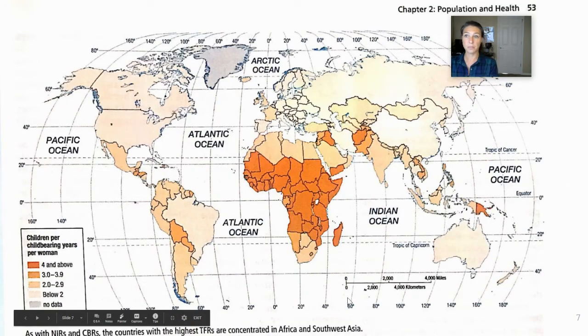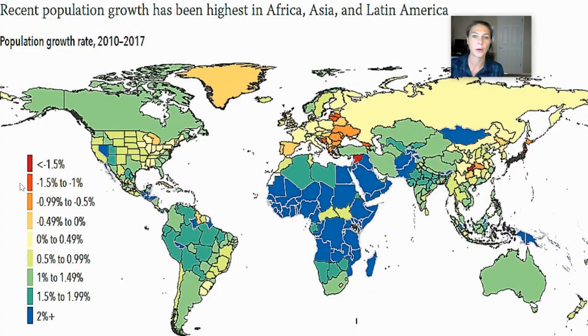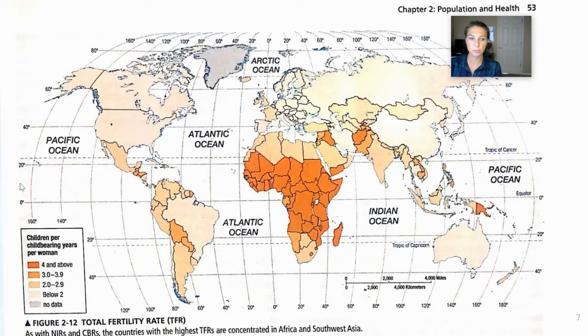Okay, here's another map, so you can see that there's some overlap between these two maps. And I'll go back and forth too. Let me see, I'm trying to figure out. Okay, there we go. So you've got population growth and you have children per childbearing year, so total fertility rate.